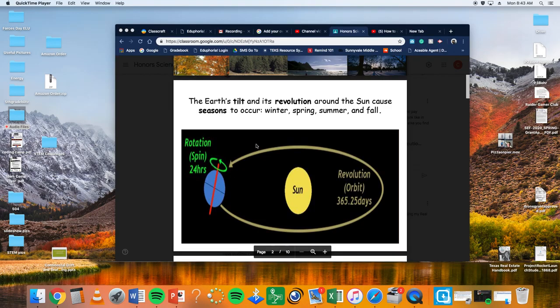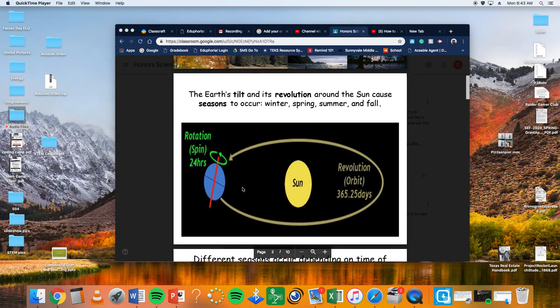So we have the tilt, and we can talk about what happens as we spin. We call that rotation. It takes 24 hours to spin. So you have 1 hour, 2 hours, 3 hours, all the way to 24, and then you are back to the same time you were yesterday. And you'll obviously go through daytime and nighttime during that rotation.